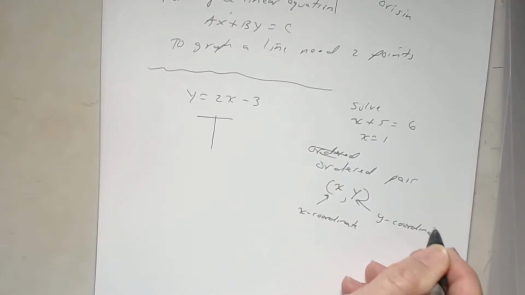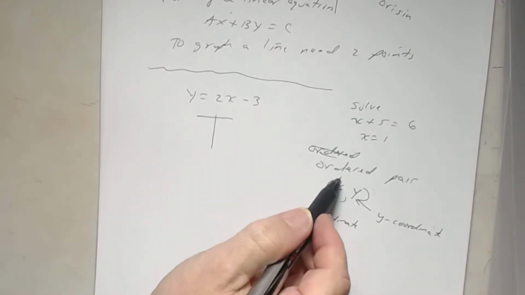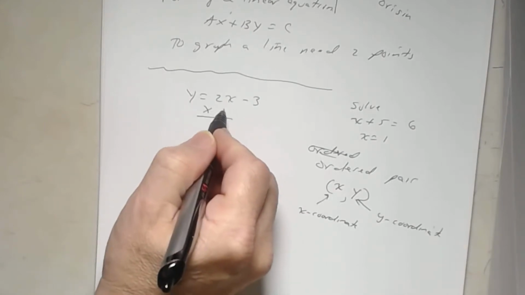And so when we do the t-table then, since x is listed first here in the ordered pair, we're going to put x first. And then we put what next? Y. So always put it as xy. If you kind of change it, you may plot your points incorrectly. All right, so always put it as x, comma, y.